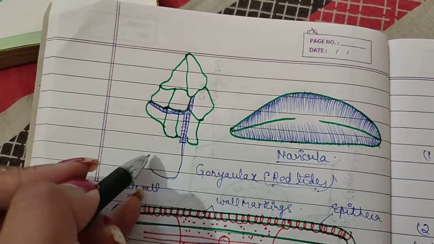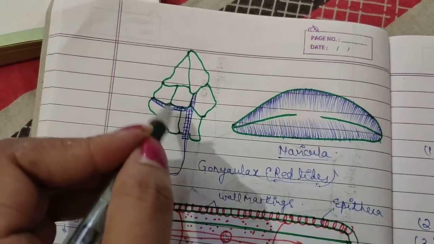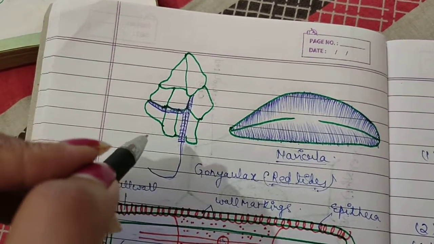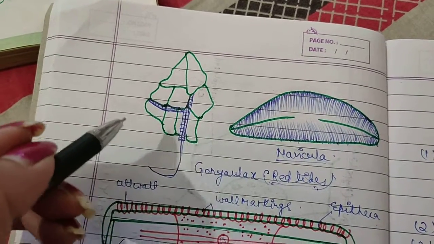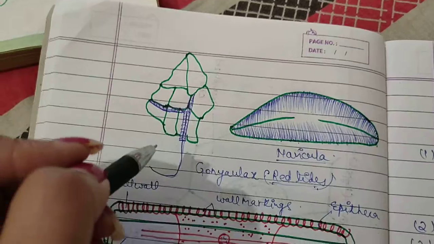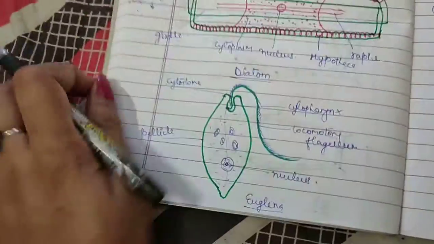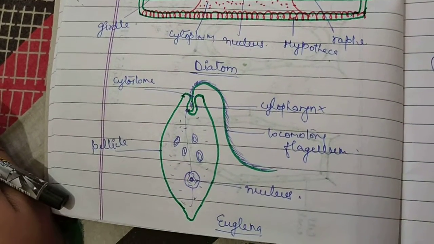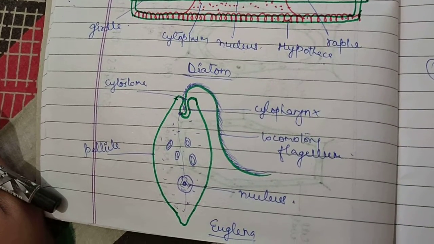Why does it cause red tide? Due to the presence of more red pigment in them, though all the members can be yellow, green, brown or red depending on the main pigment present in them. Next is the euglenoids. You can see here, this is the structure of Euglena. The majority of them are freshwater organisms and are found in stagnant water.